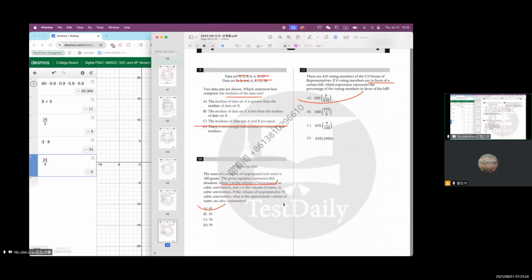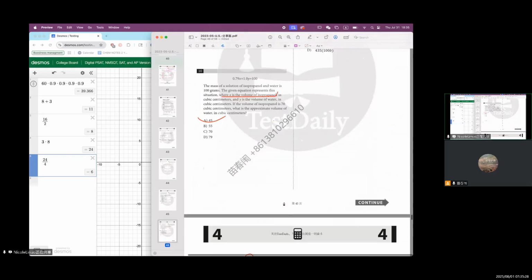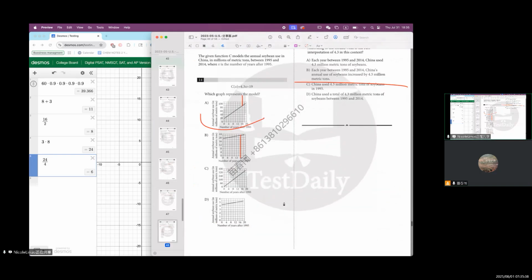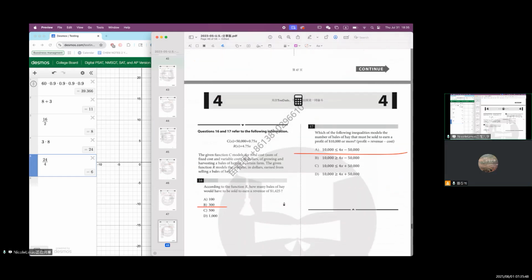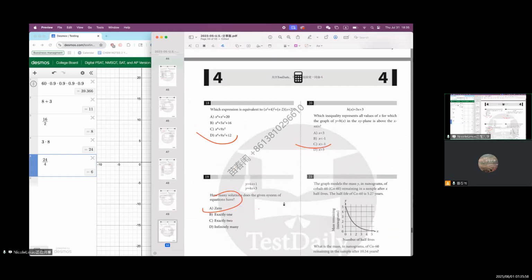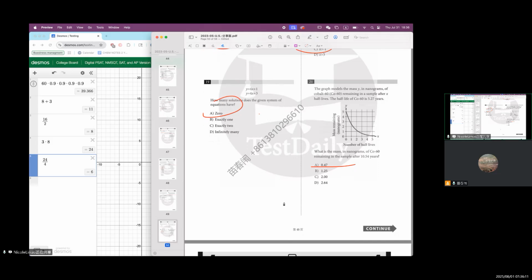11, I put A. 12, I put A. 13, I put D. 14, I put A. 15, I put B. 16, I put B. 17, I put A. 18, D. 19, I put A. 20, I put C. 21, I put A. Oh, let's see.